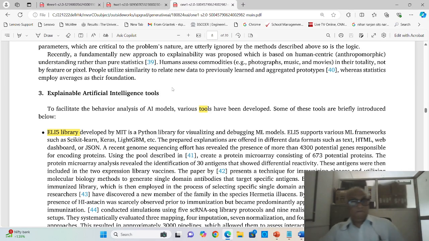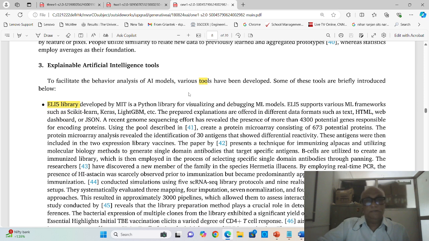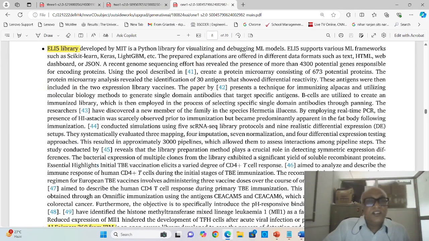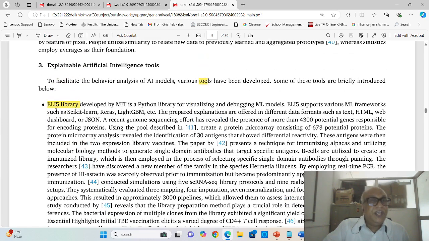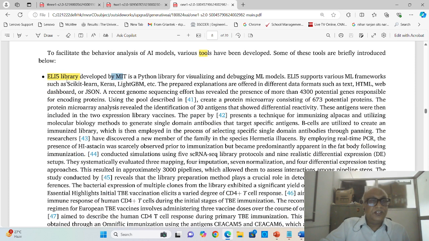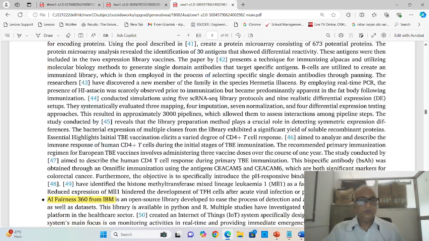There are few tools which are developed and which have become very popular towards explainable artificial intelligence analysis. I'll just list out the tools mentioned here in the paper. One is LE5 library. This is a Python library developed by MIT. It supports scikit, keras, lightgbm, and it will be giving explanation in text, HTML, web dashboard, JSON, and so on.